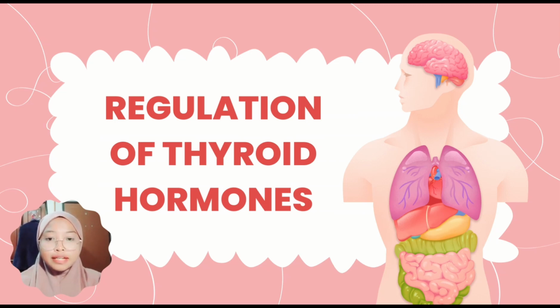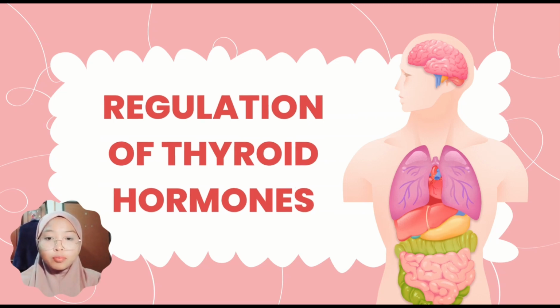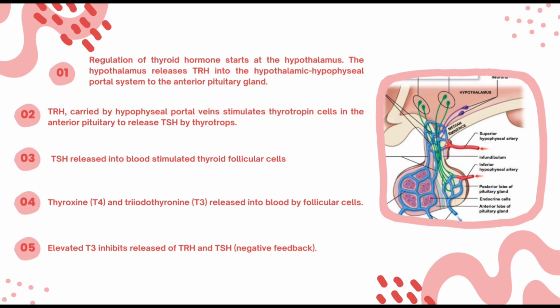Next, I want to explain the regulation of thyroid hormones. Regulation of thyroid hormone starts at the hypothalamus. The hypothalamus releases TRH into the hypothalamic-hypophyseal portal system to the anterior pituitary gland. TRH, carried by hypophyseal portal veins, stimulates thyrotropes in the anterior pituitary to release TSH.